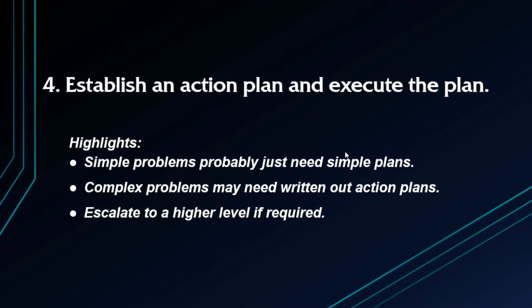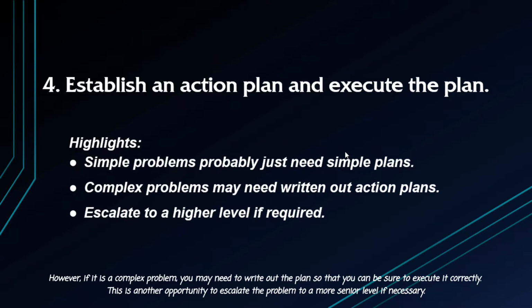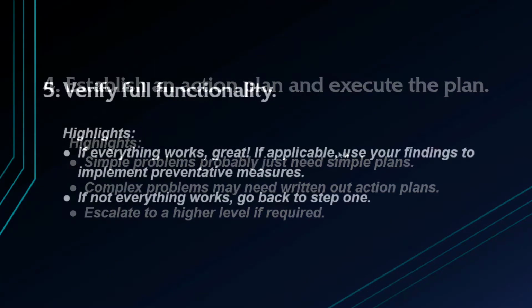Number 4 is establish an action plan and execute the plan. Once you have determined the actual cause by testing your probable cause, you will need to establish an action plan, then execute the plan. Simple problems will probably only need simple plans. However, if it is a complex problem, you may need to write out the plan so that you can be sure to execute it correctly. This is another opportunity to escalate the problem to a more senior level if necessary.